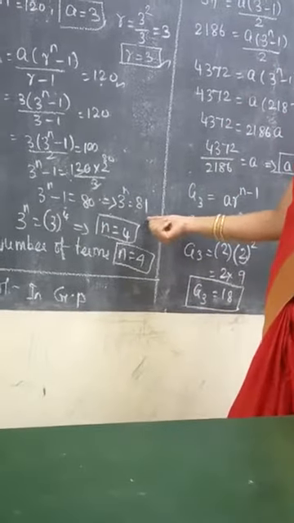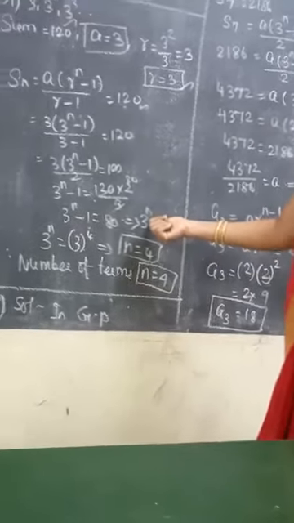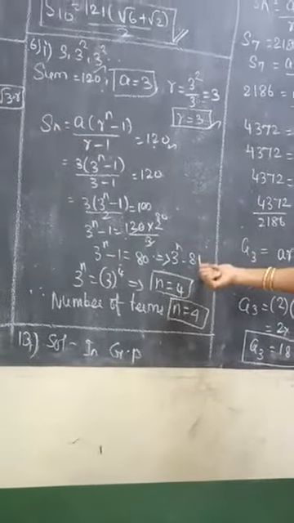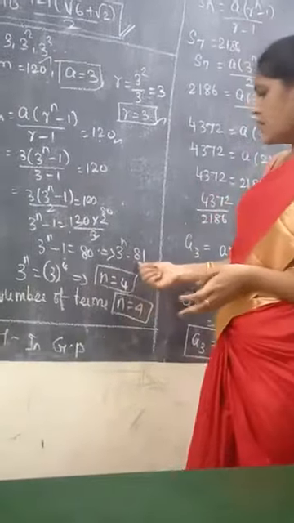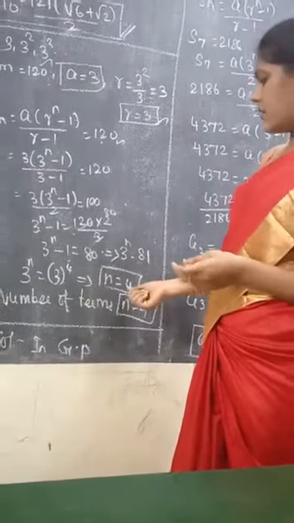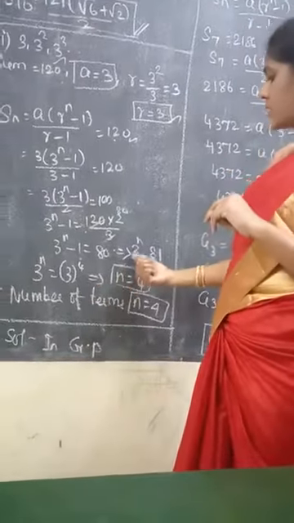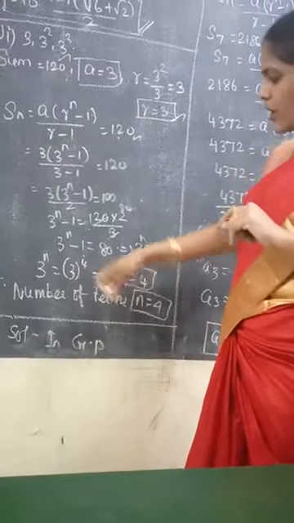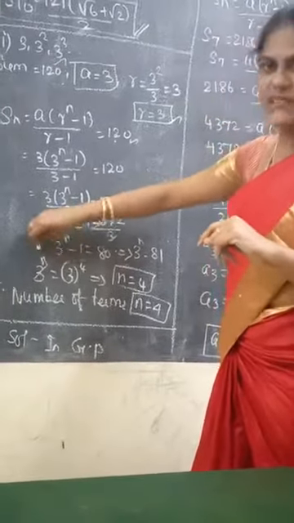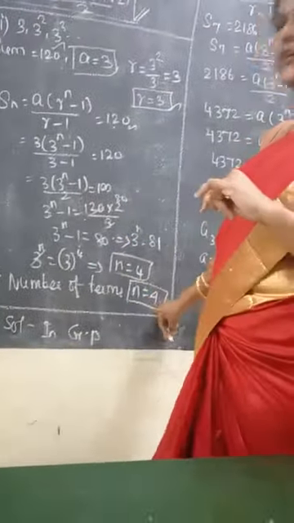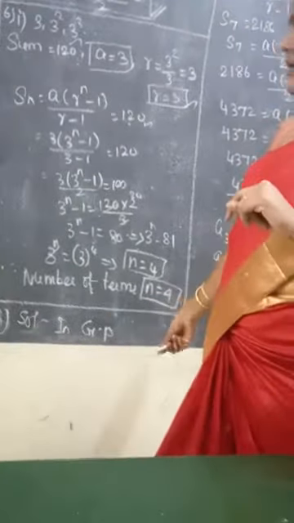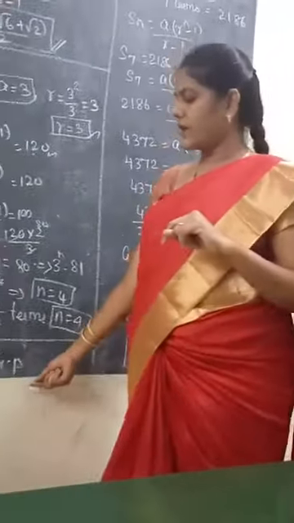Listen children, we need to find the power n. So you need to equate this term in the power. So 81 is a power of 3. So 81 is 3 power 4. So 3 power n equal to 3 power 4. Base is equal, so equate the power value. n is equal to 4. So what is the number of terms? Number of terms n is equal to 4. Is it clear, children? Okay, next come to the 13th question.